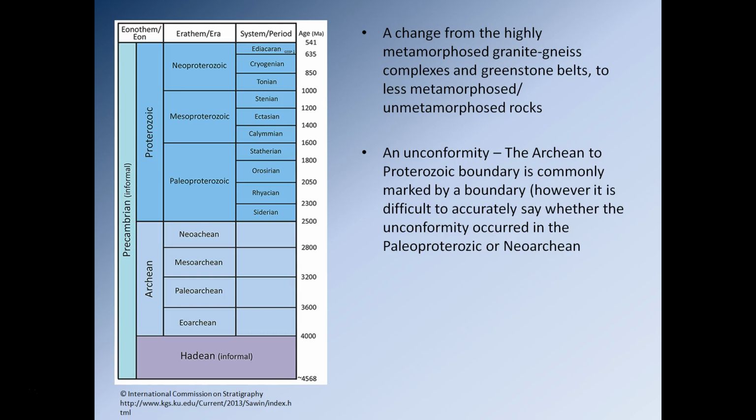So we see an unconformity at the transition from the Archean to the Proterozoic, and that's one of the things commonly used to approximately mark where the boundary falls when you have sequences of rocks. However, it's difficult to say if that unconformity actually occurs at the transition from the Archean to the Proterozoic, or did that unconformity occur in the Archean, or slightly after the boundary in the Proterozoic? So yes, there is a boundary around the Archean Proterozoic transition.